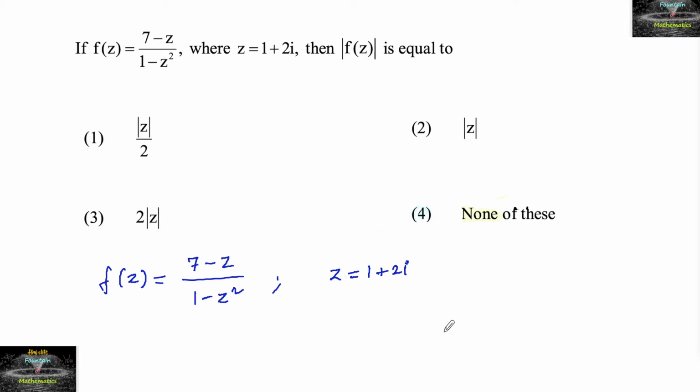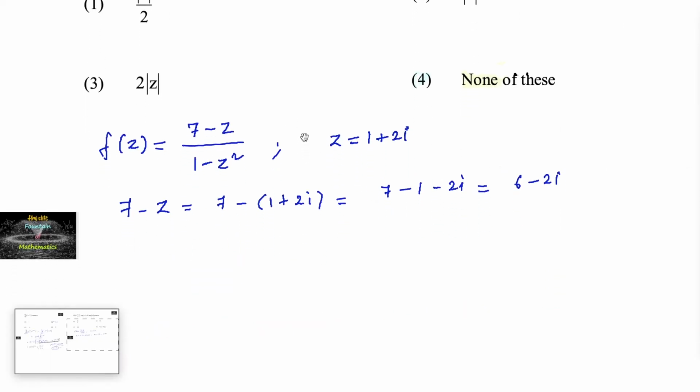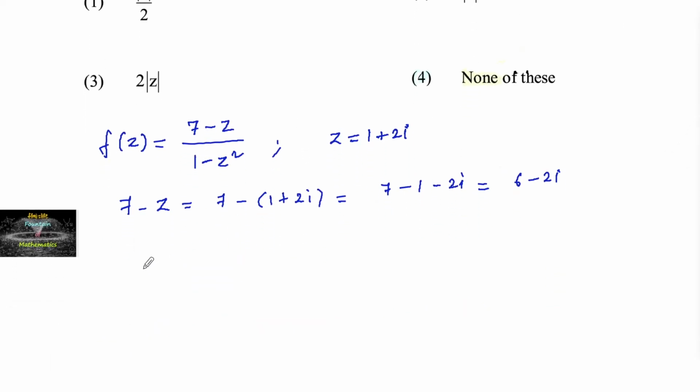So let's calculate first. If z is equal to 1 plus 2i, 7 minus z is equal to 7 minus of 1 plus 2i, that is 7 minus 1 minus 2i, that is 6 minus 2i. And let's calculate z square. Z square is equal to 1 plus 2i whole square, that is 1 plus 2i into 1 plus 2i.